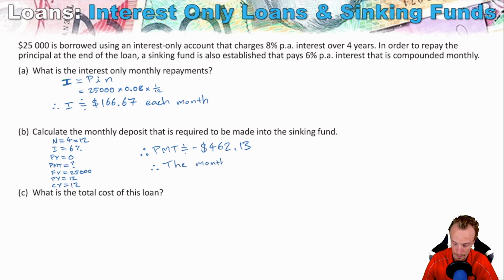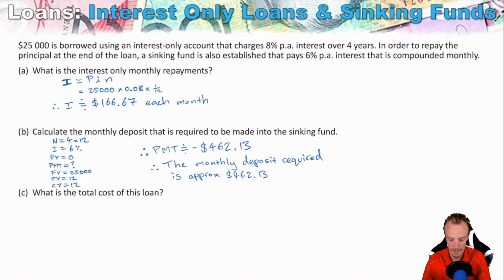So therefore, the monthly deposits required is approx $462.13. All right, so we've established that to keep the principal at $25,000 every single time, we need to make $166.67 payments every single month. To be able to save up the 25 grand within that 4 years, we also need to make a $462.13 deposit every single month that is going into a sinking fund.